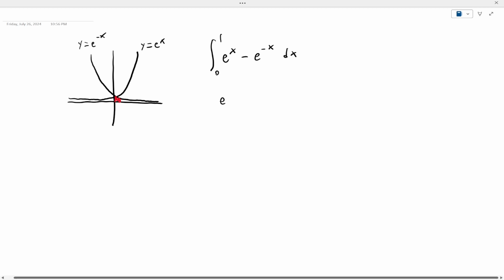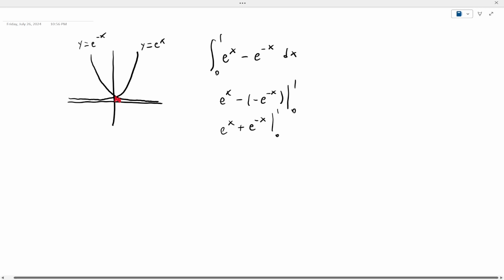And we find our antiderivatives: e to the x, and the antiderivative of e to the negative x is going to be negative e to the negative x, because you derive it and stuff. Oh, sorry, no plus c. This is a definite integral. So we're evaluating this from 1 to 0. So we can write this actually as e to the x plus e to the negative x from 0 to 1.